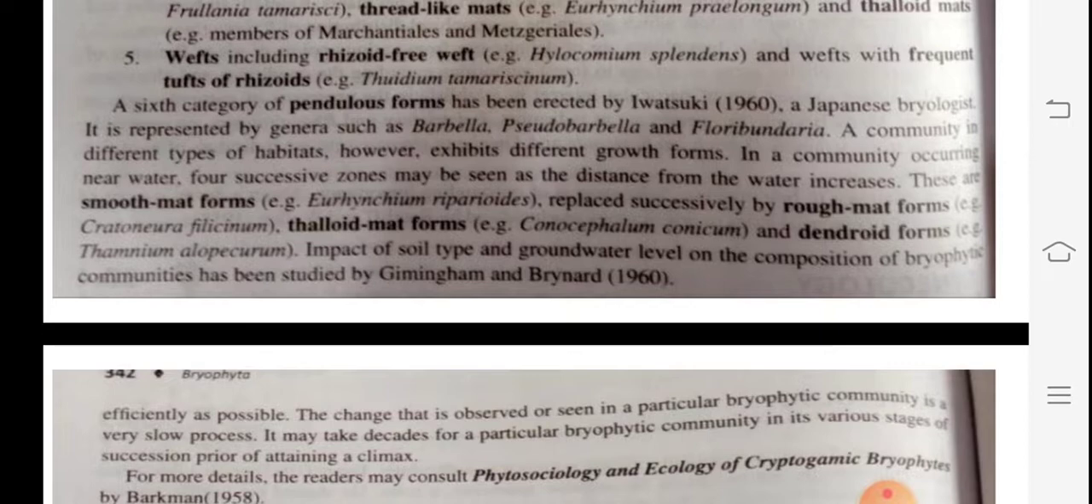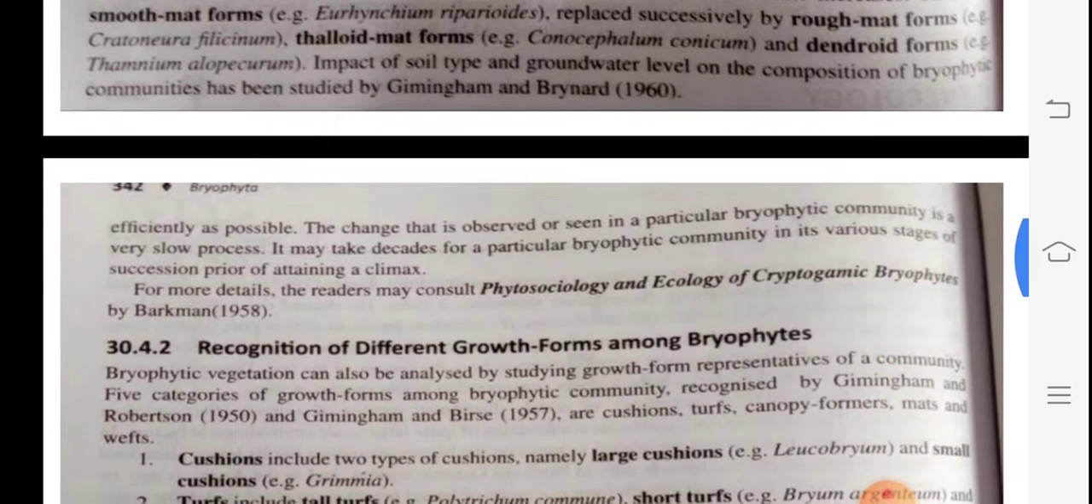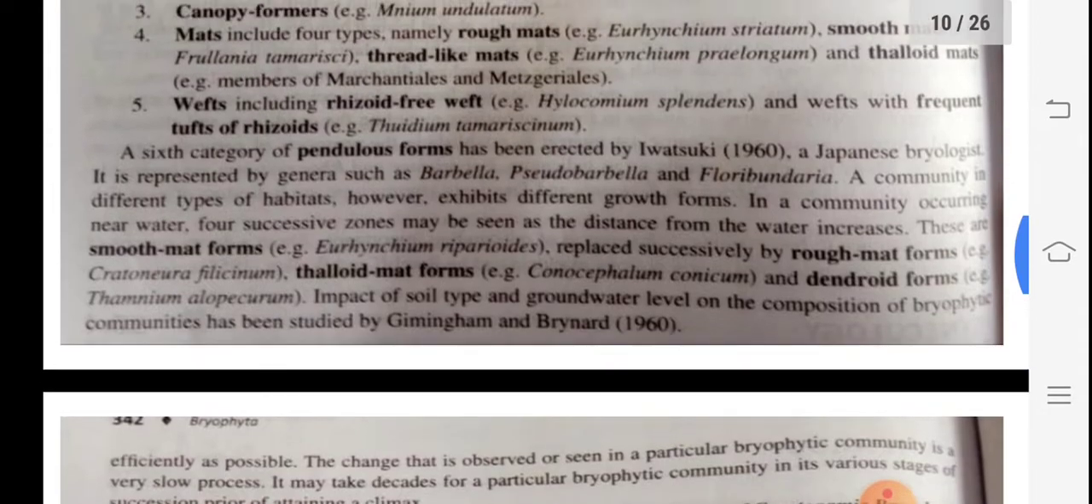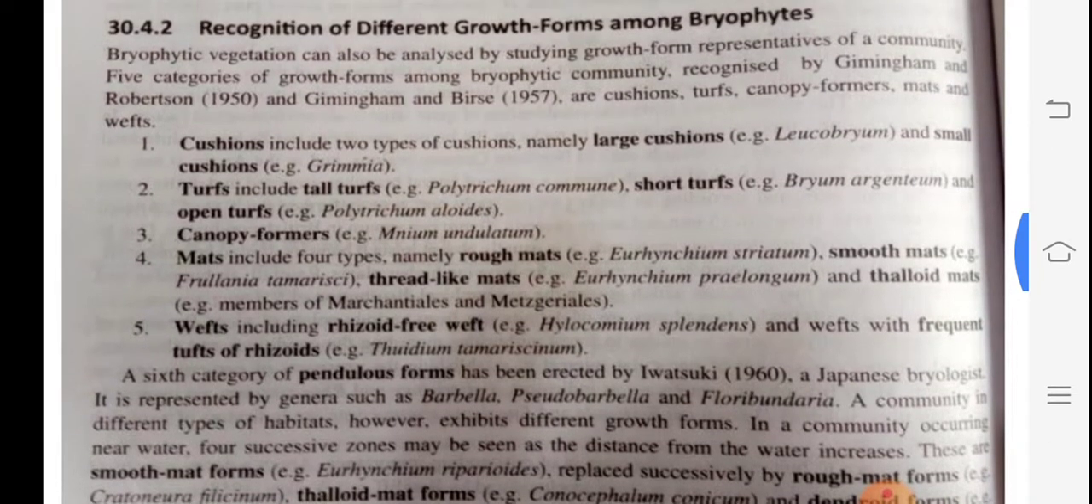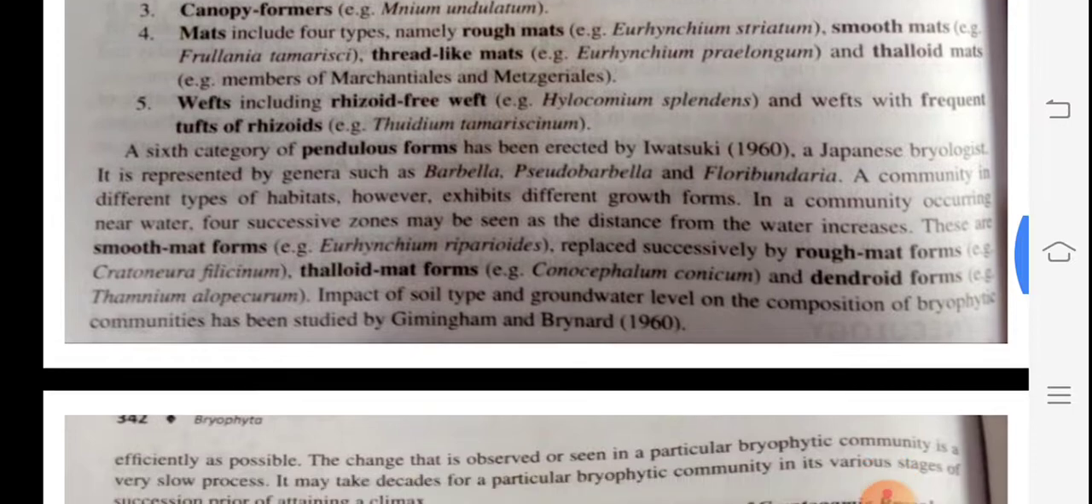Then there are the smooth mats. Eurhynchium is the common one, and the thalloid mats show Conocephalum. Conocephalum is also a good example, and the dendroid forms show Thamnium, it is a moss. So under these conditions, you remember certain ecological recognition of the different growth forms of the bryophytes.